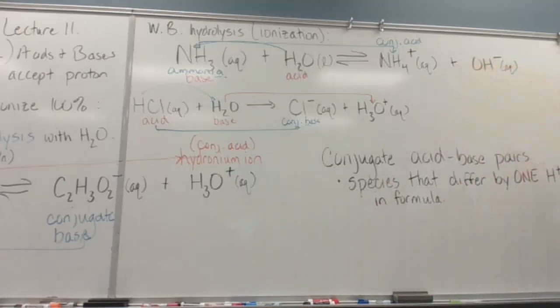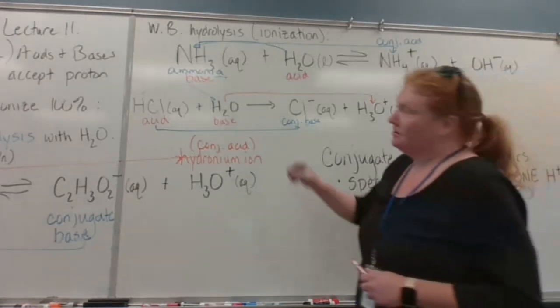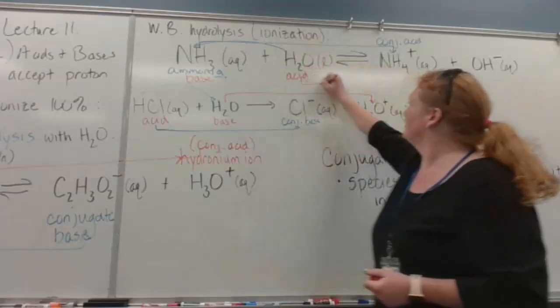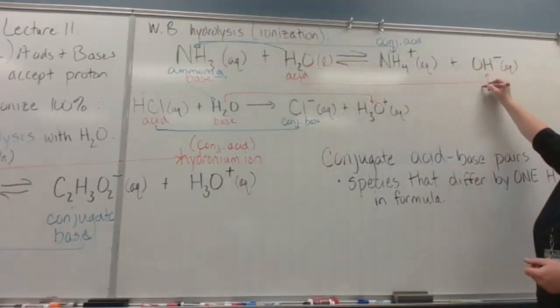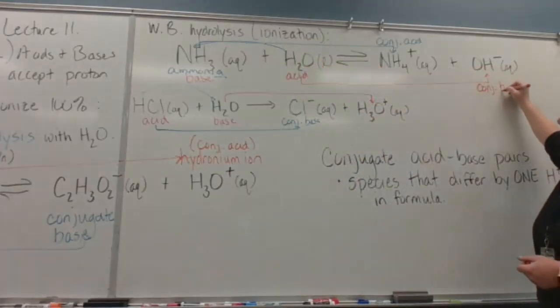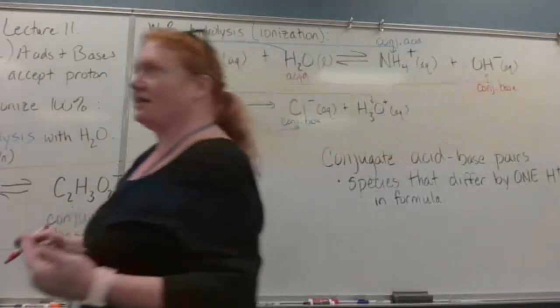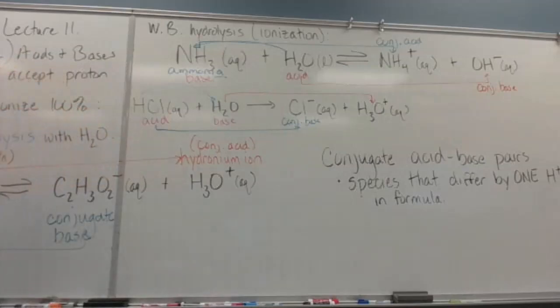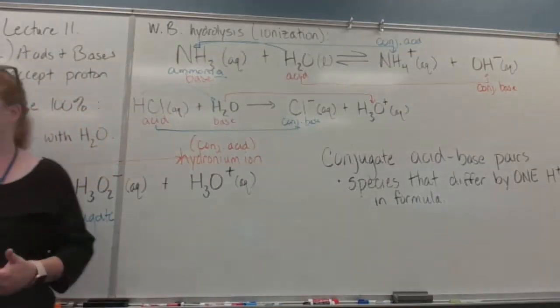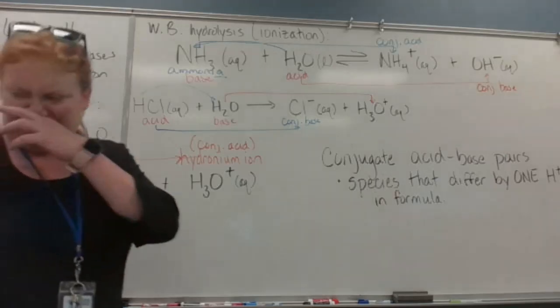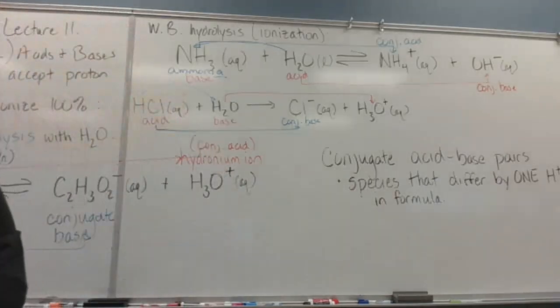What is the conjugate base of water? The hydroxide ion. See how we make those pairs? Super important in acid-base chemistry. These conjugate pairs are super important. So we've got to know how to recognize them. Okay, so we'll start with some more of that tomorrow.